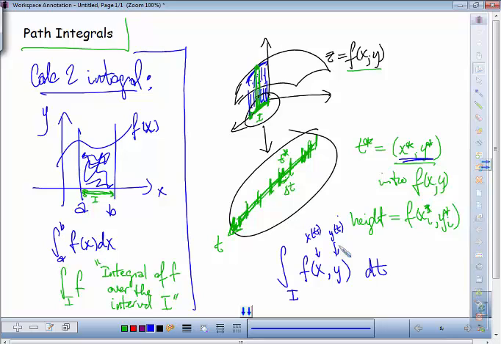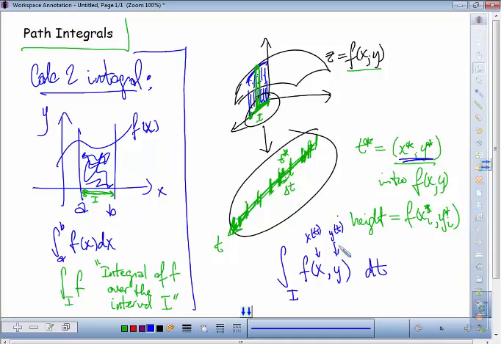So after we parse this out, we're going to eventually get a function of t, and then it'll look like just another integral. Okay? So what we could do is generalize that a little bit more and continue thinking about this as an area.